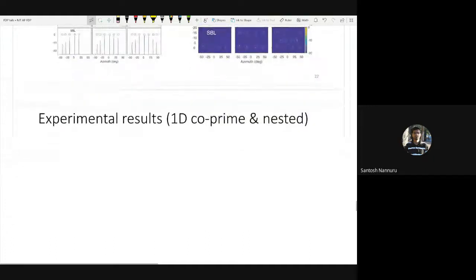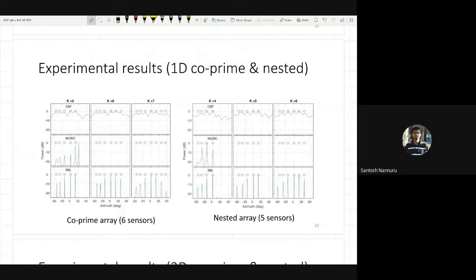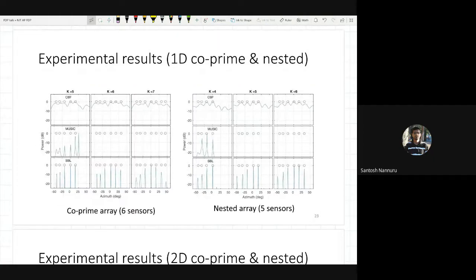Then from uniform, we went to coprime and nested arrays. So coprime 6 sensors, nested 5 sensors. And you can see I can find up to 7 sources also using 6 sensors. Right, so SBL will work.